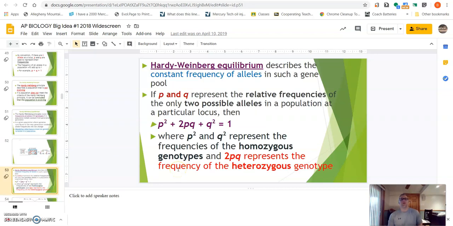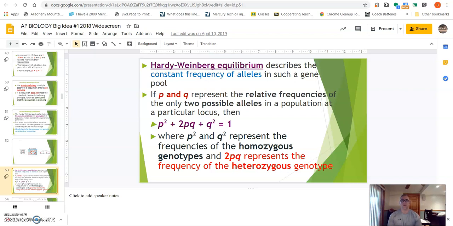Okay, so let's talk about how that relates to the Hardy-Weinberg equation. Hardy-Weinberg equilibrium was determined, by the way, by a mathematician and a physician who got together and evaluated lots and lots of statistical data.